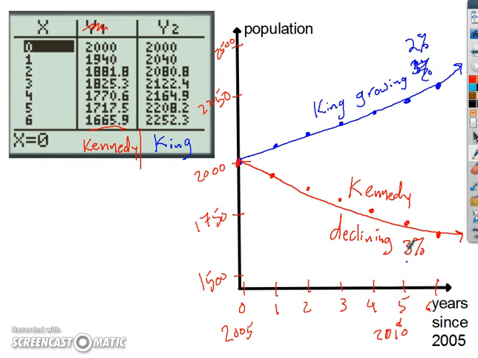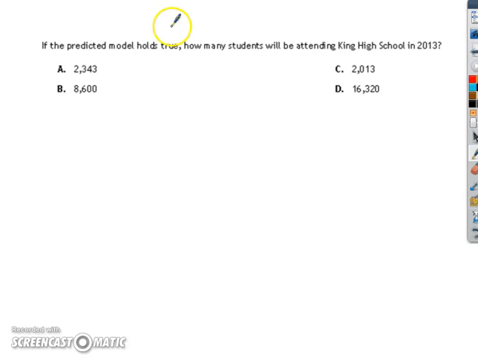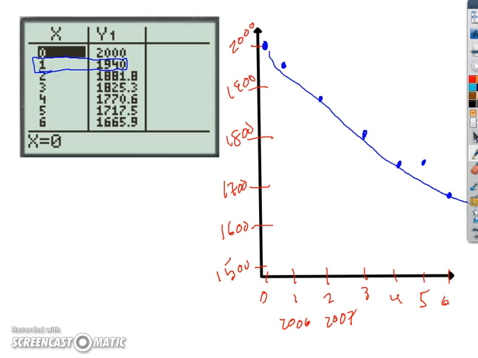Okay, so there's a couple of other questions that I'm going to ask from there. One is, if the model holds true, how many students will there be at King in 2013? Now, King is the one that's growing, so I expect more than 2,000. And let's figure out what year I want here. So I want year 2013, but I started at 2005. So my graph doesn't quite have it, and neither does my table. So I want to go all the way down. So this is year 0, so this would be year 2005, 2006, 2007, 2008, 2009, 10, 11, that's 2011 down here. It wanted 2013, so 2012, 2013. So I want to go 2 more down.